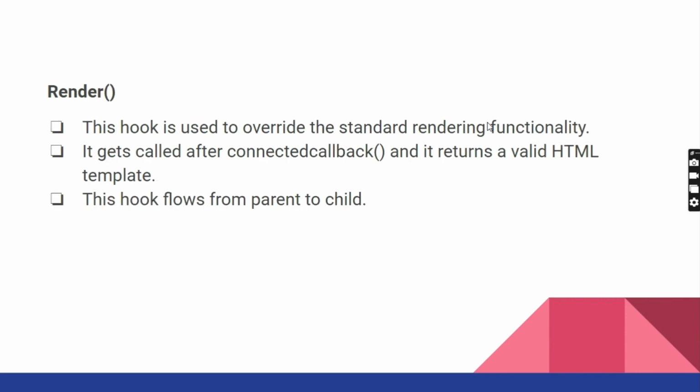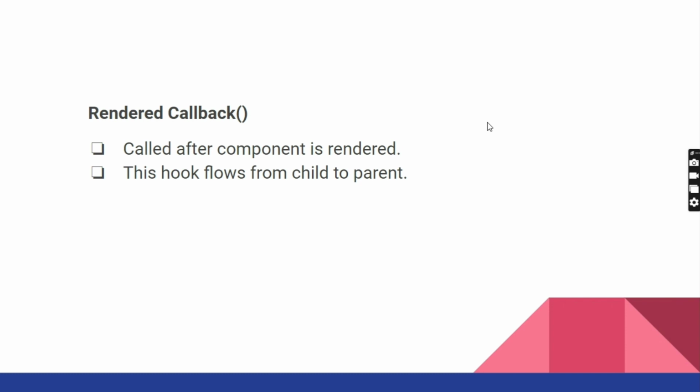Render. This hook is used to override the standard rendering functionality, and it gets called after the connectedCallback, and it must return a valid HTML template. For example, we have two templates in our Lightning web component and a single JavaScript file. So in this render method, we conditionally decide which template should be rendered and used, and this flow is from parent to child.